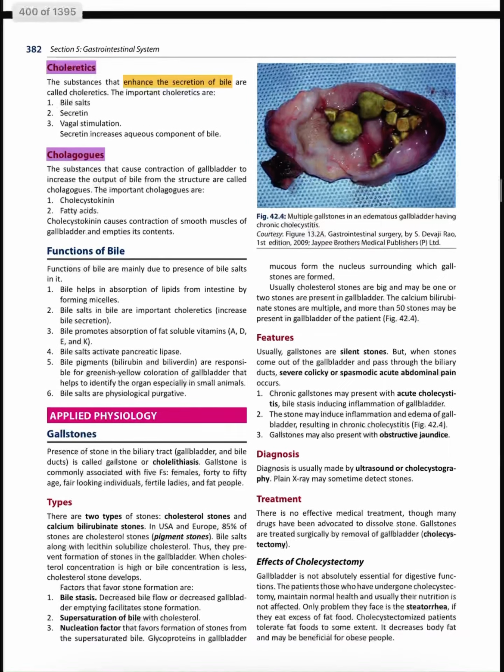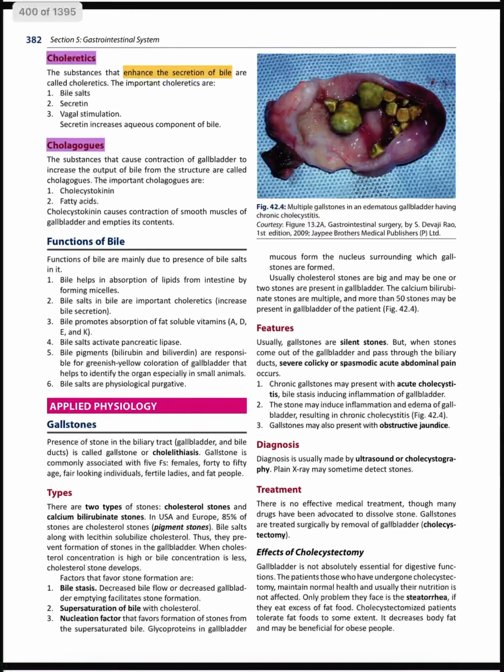Cholagogues, the substances that cause contraction of gallbladder to increase the output of the bile from the structure, are called cholagogues. The important cholagogues are cholecystokinin and fatty acids. Cholecystokinin causes contraction of smooth muscles of gallbladder and empties its content.